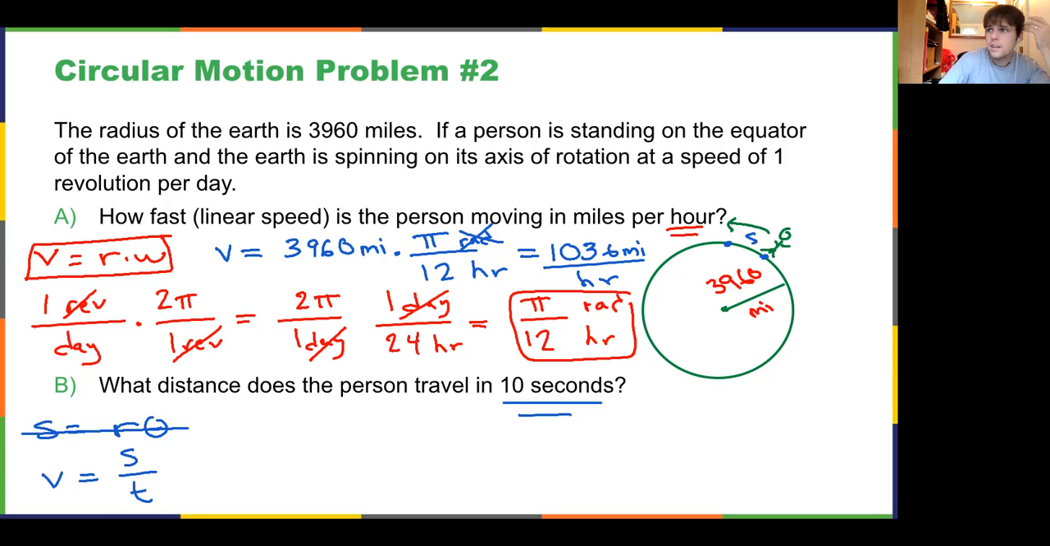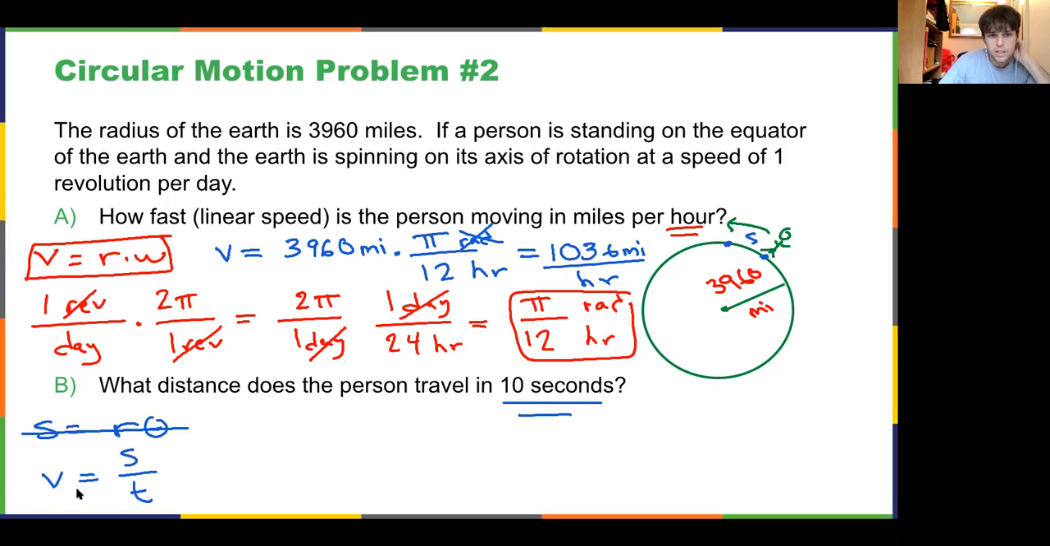Whereas on this one, I actually know a lot of this already, right? I know the velocity, the linear speed. We already calculated that. We know the time that we're dealing with. We're dealing with 10 seconds. So actually it seems like this might be the way to go. And that S would be our answer, our arc length.